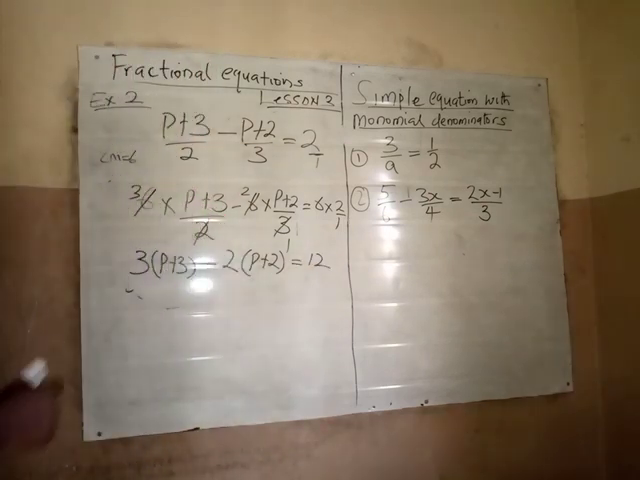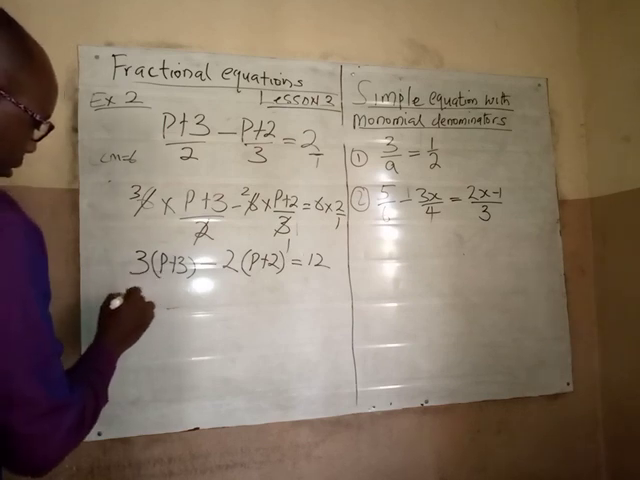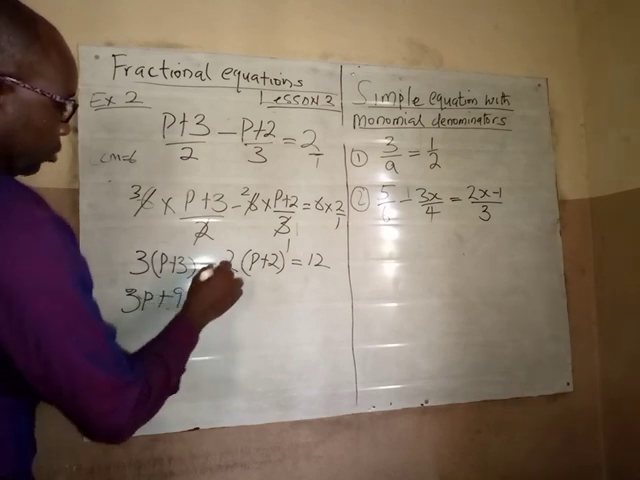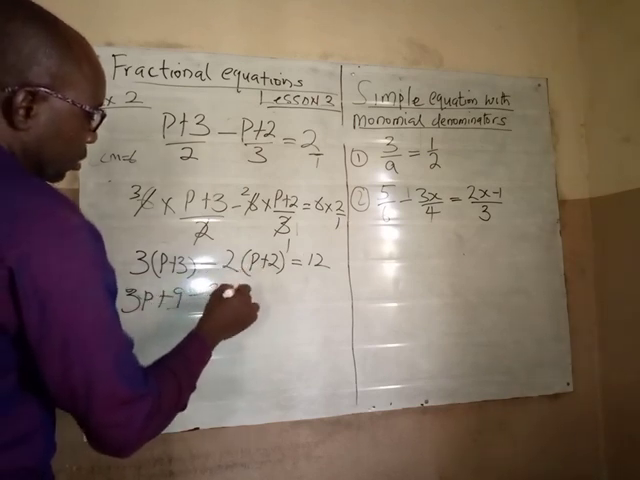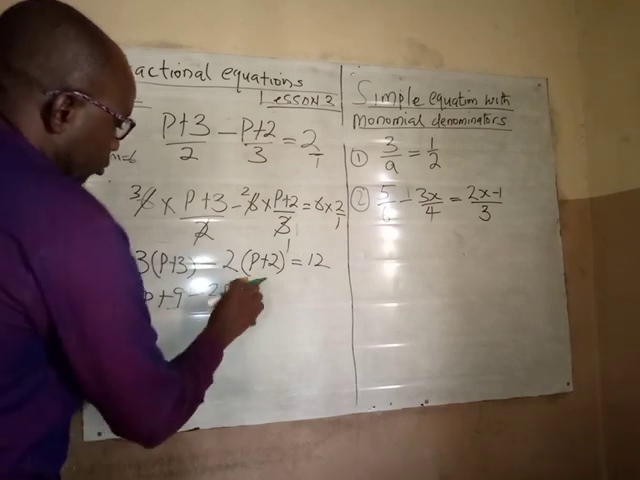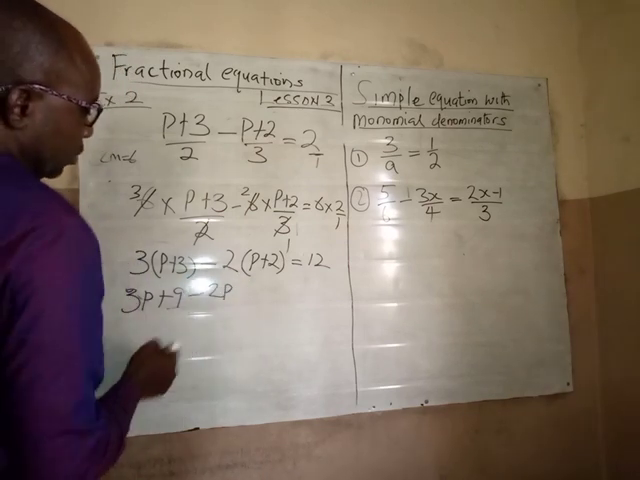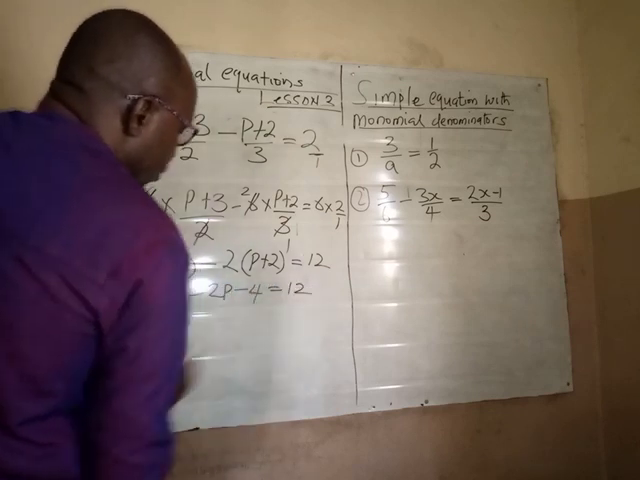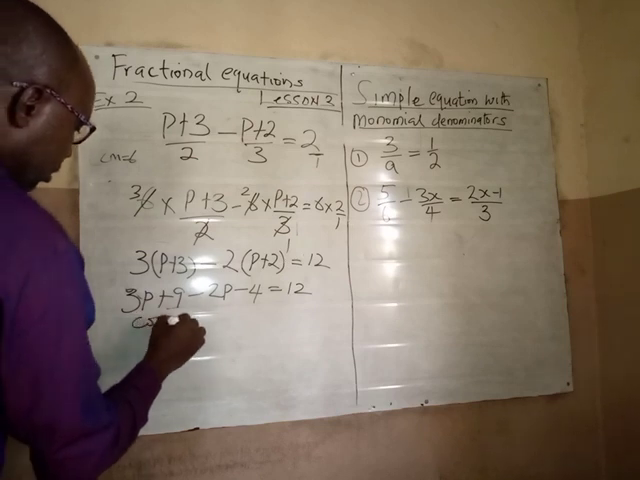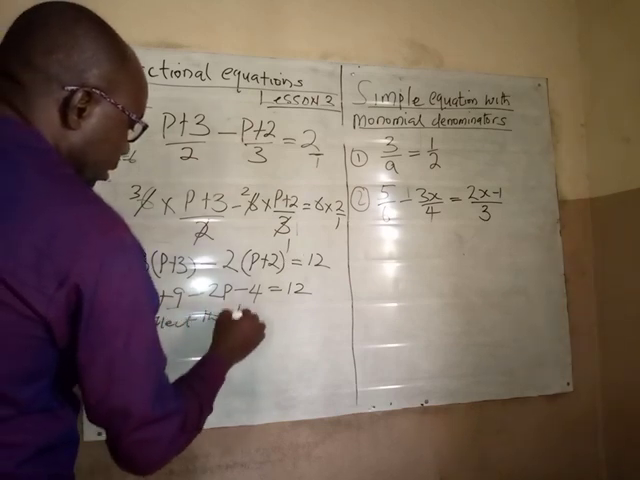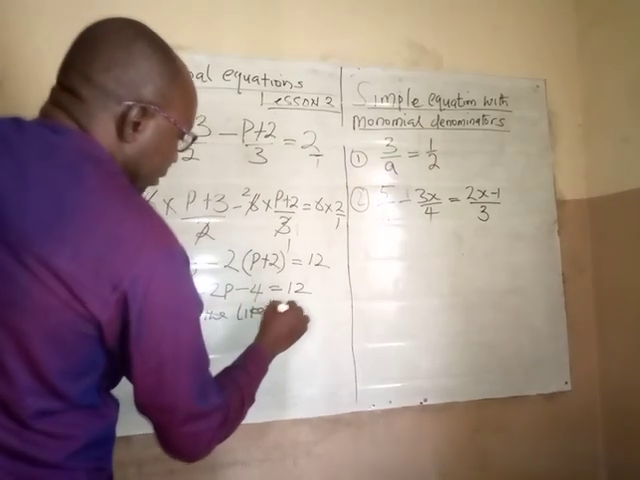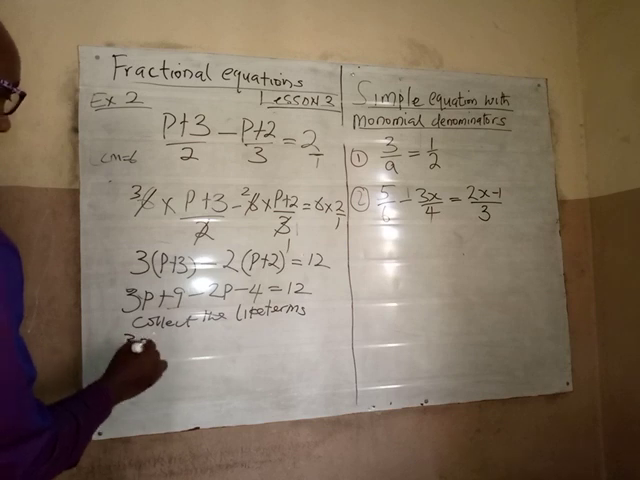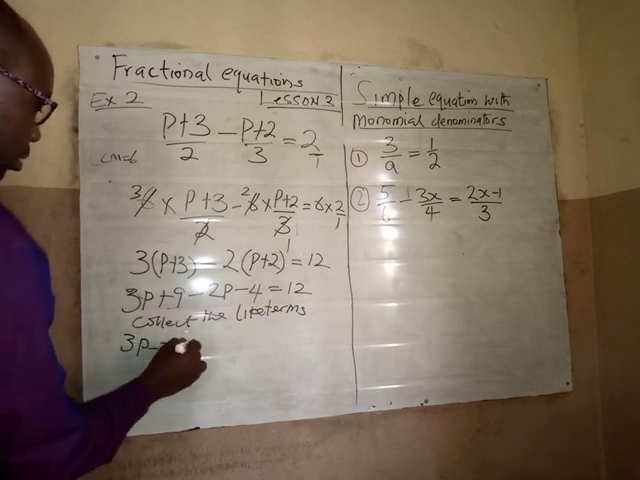So what we now have is, multiply out 3 times 3P, plus 3 times 3, 9, minus 2 times 2P, plus minus, because minus 2 is multiplying minus 2 times plus 2 will give me minus 4, equals 3. Collect the like terms.